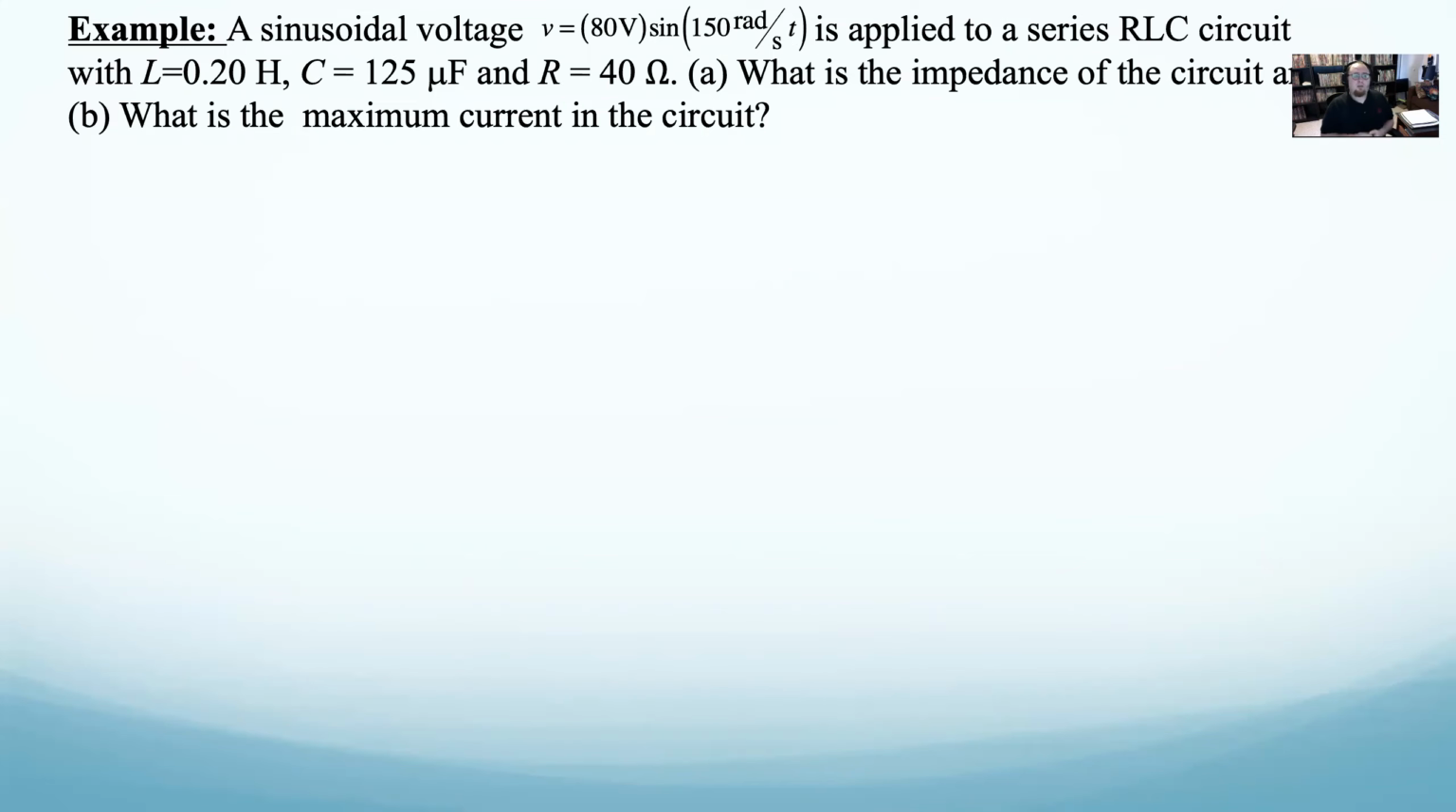Okay, so a sinusoidal voltage, 80 volts times the sine of 150 radians per second t, is applied to a series RLC circuit, where L is that many henries, C is that many microfarads, and R is 40 ohms. What is the impedance of the circuit? And what is the maximum current in the circuit? I didn't ask for phase angle here.